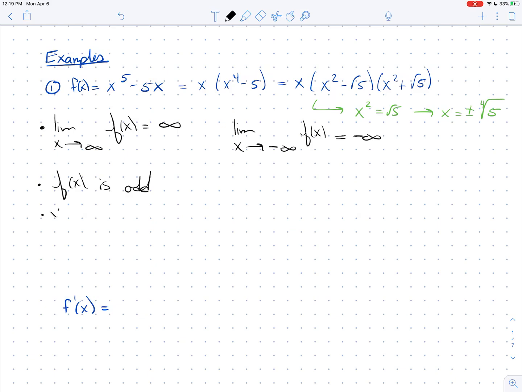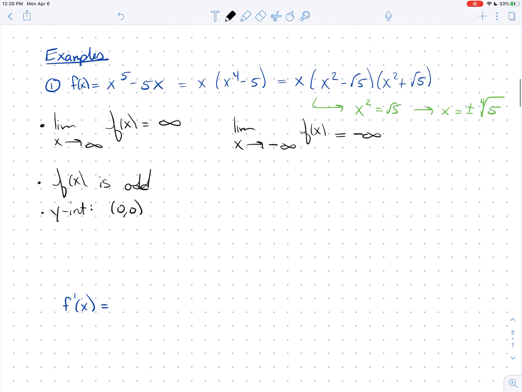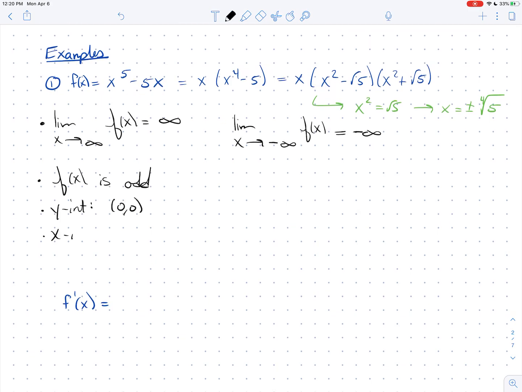The y-intercept, you just plug in 0. f is defined at 0, so the y-intercept is just (0, 0). I should have mentioned that at the beginning. This is a polynomial, so its domain is everything too, by the way. And then the x-intercepts, well, we've already got one of them. One of them is at x equals 0. That's the same as the y-intercept, right? And then over here, we found the other two, and we got x is plus or minus the fourth root of 5, which is roughly 1.495.